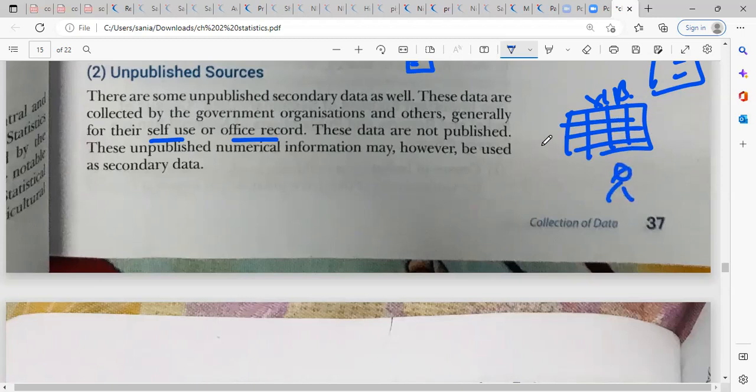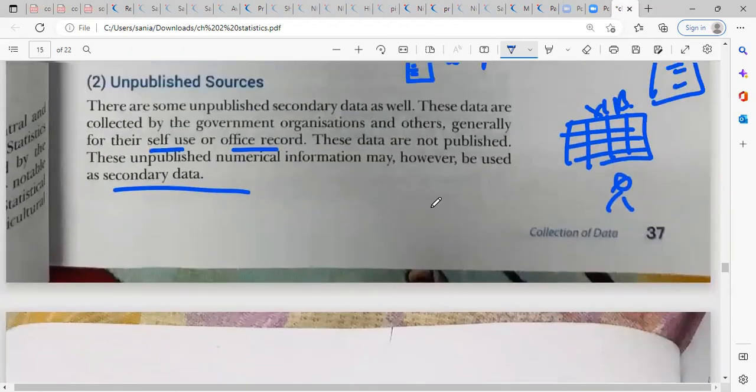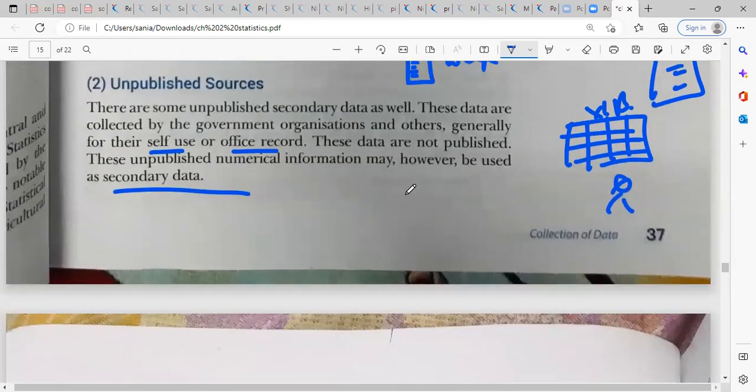I will not publish this in a newspaper, right? That this is a school and these are the students. Definitely not. So if someone is recording it for their own use, then it is unpublished. These data are not published. These unpublished numerical information can, however, be used as secondary data. For example, if you want a list of the class, you will visit me and collect the data. For you it is secondary data. For me it was primary data because I collected the data on my own. But for you it is secondary data because you took that data from me.